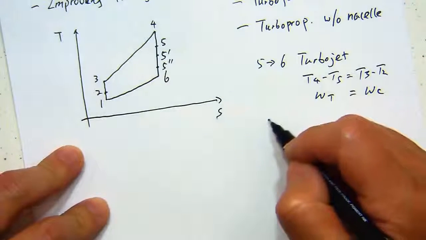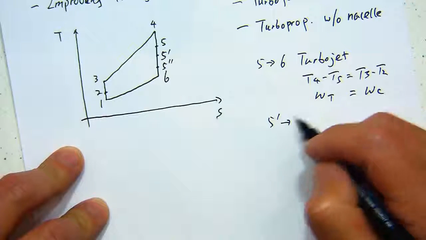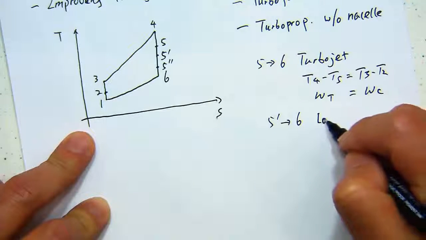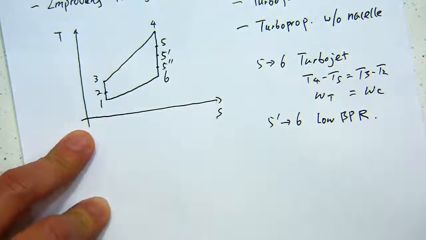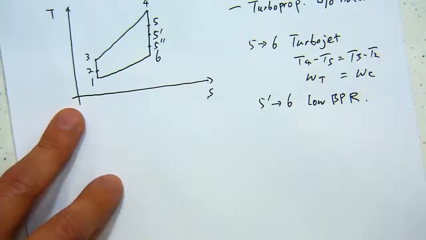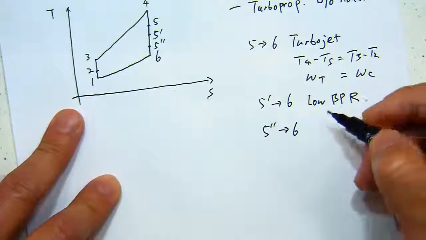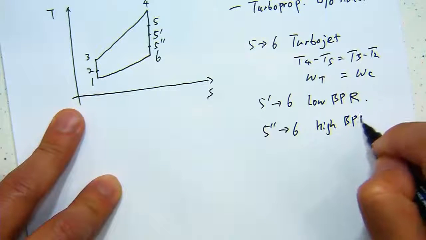Right? So if you have the 5 prime to 5 to 6, that corresponds to low bypass ratio. You can consider that's like a turbofan. And the 5 double prime to 6, that corresponds to high bypass ratio.